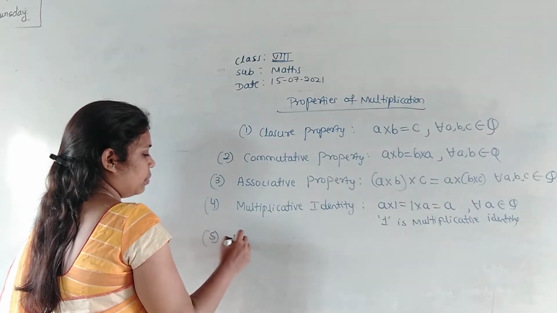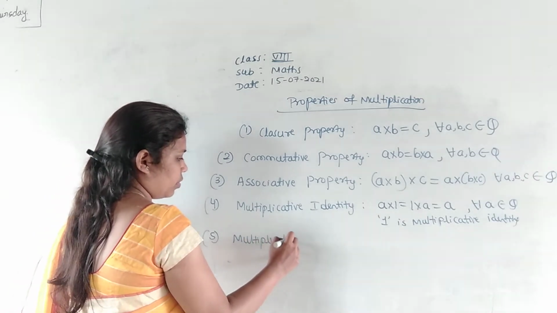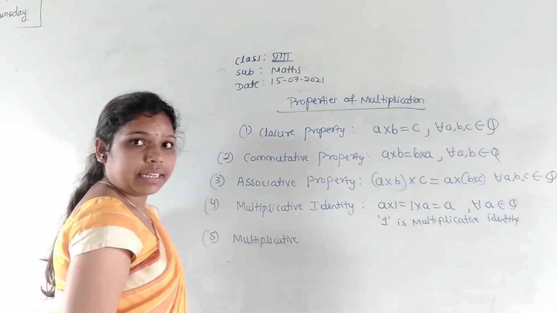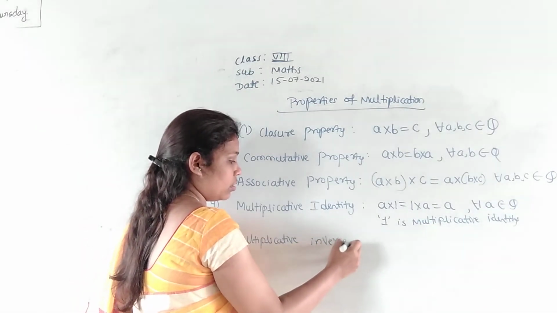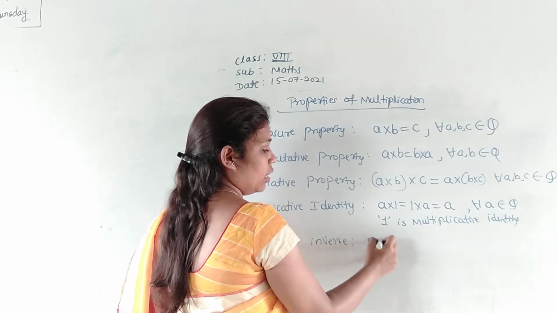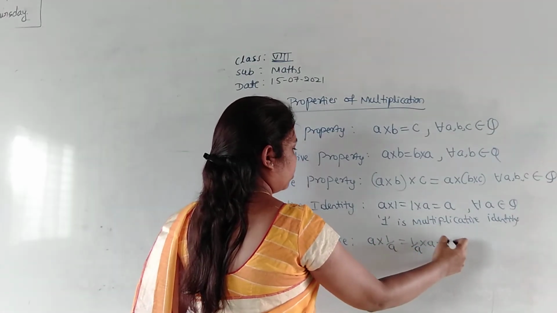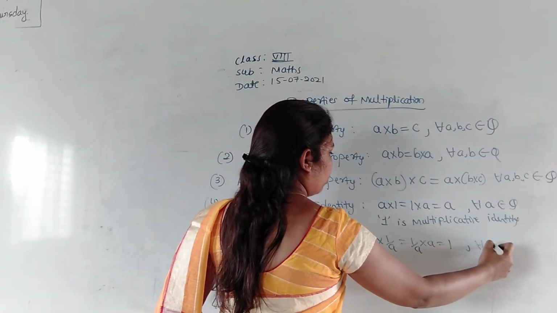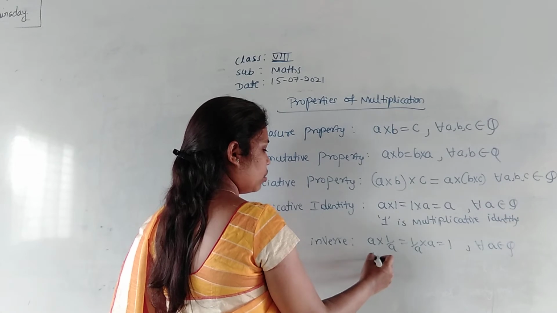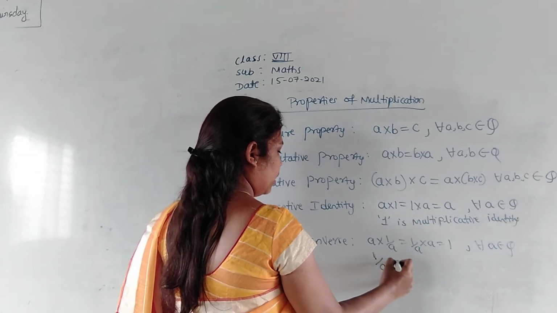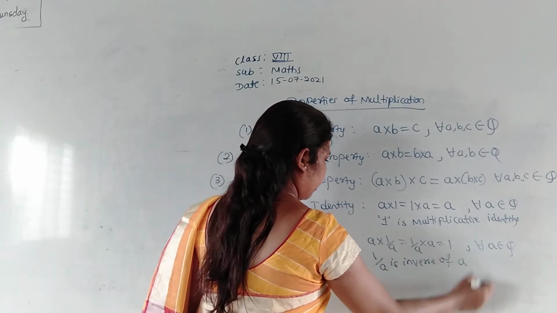Okay. Next will be the multiplicative inverse. Multiplicative inverse is nothing but A into 1 by A is equal to 1 by A into A, which is equal to 1, for all A belonging to rational numbers. And here 1 by A is the inverse of A.